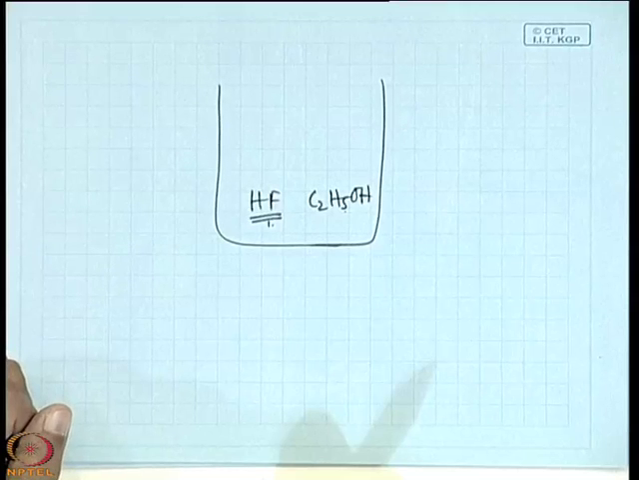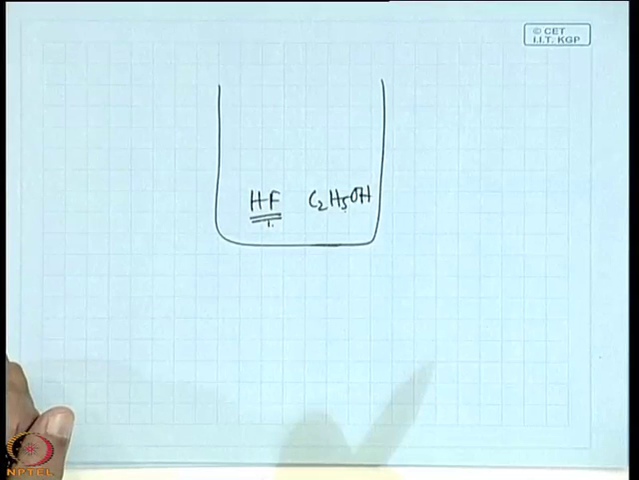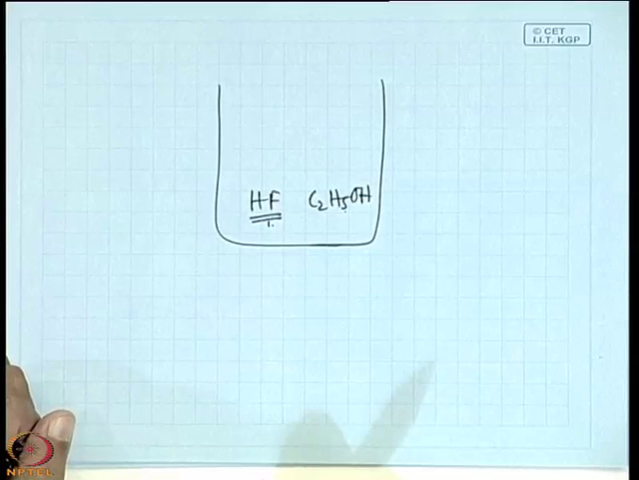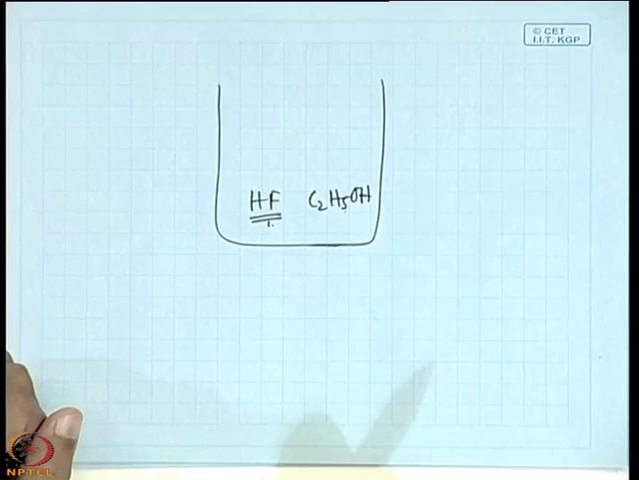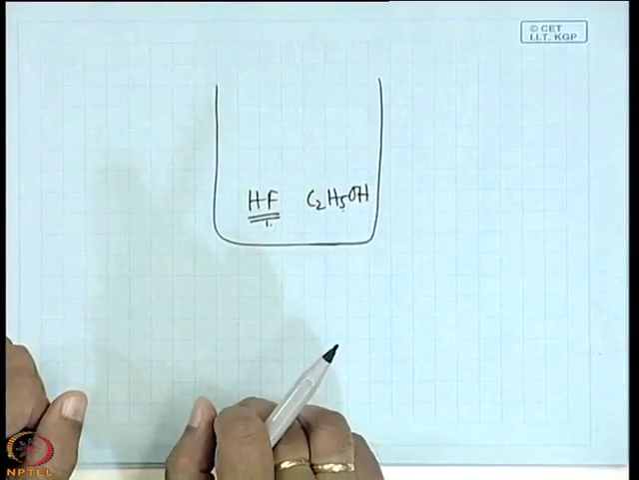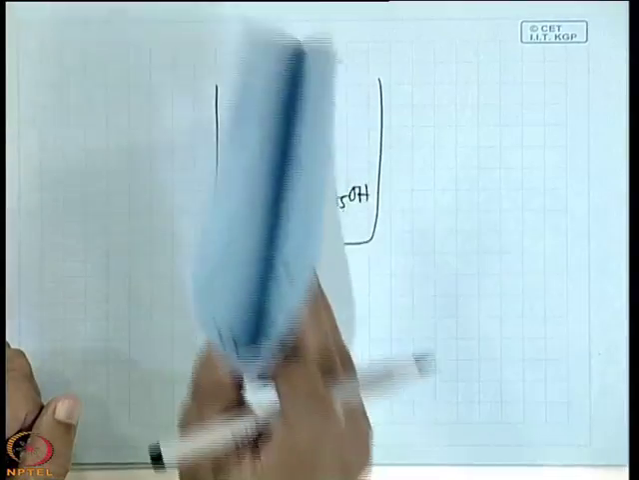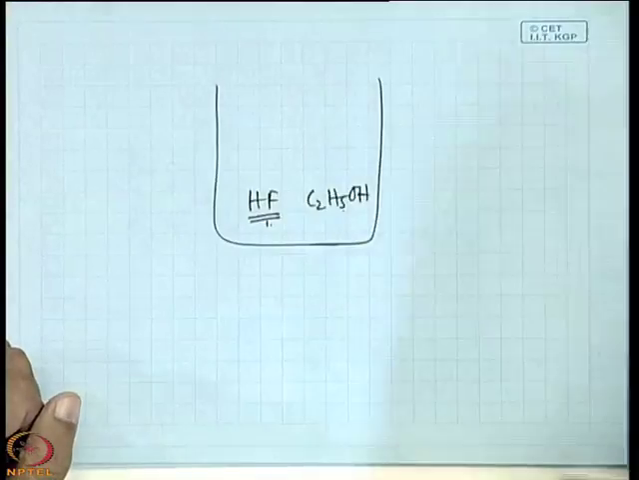Because HF is very corrosive. HF is very corrosive in nature. So normal glass or other types of material, it can destroy. That is the reason that a Teflon beaker is used, and you put the silicon wafer in it.